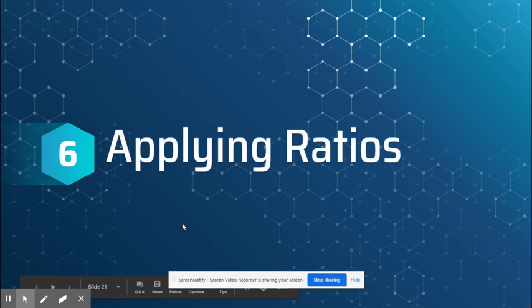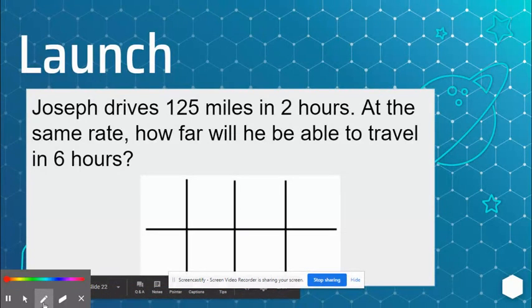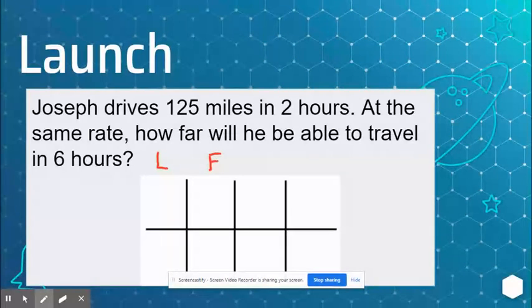Today we're going to be applying ratios. Joseph drives 125 miles in 2 hours. At the same rate, how far will he be able to travel in 6 hours? For this, you're going to use your table and label it, put our facts, put the process, and put the answer. So in this problem, we have miles and hours.